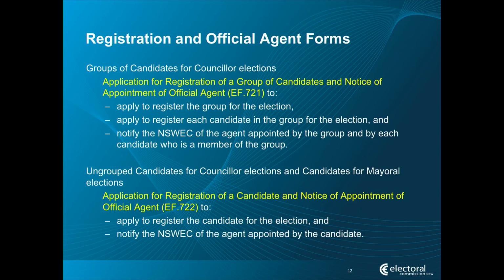If you're an ungrouped candidate or a mayoral candidate, complete the EF722 form, which is the application for registration of candidate and notice of appointment of official agent form. This form allows you to apply to register as a candidate for the election and notify the Electoral Commission of the agent appointed by you.